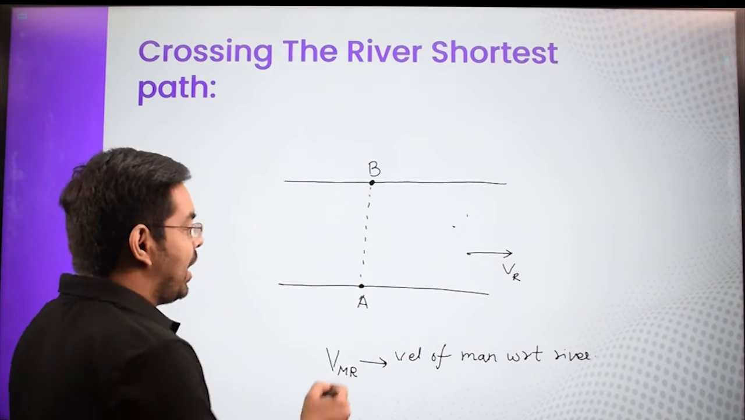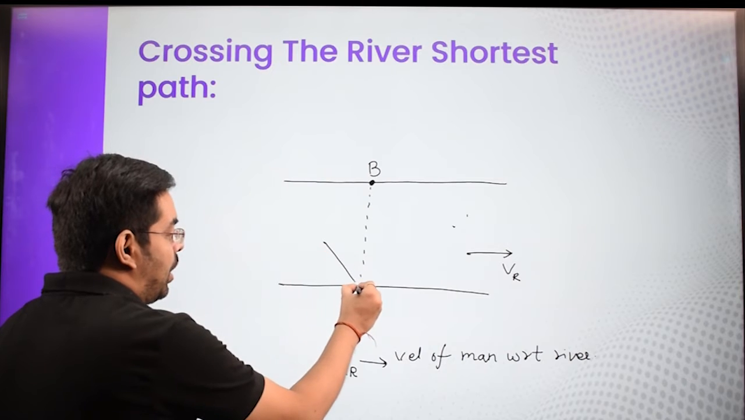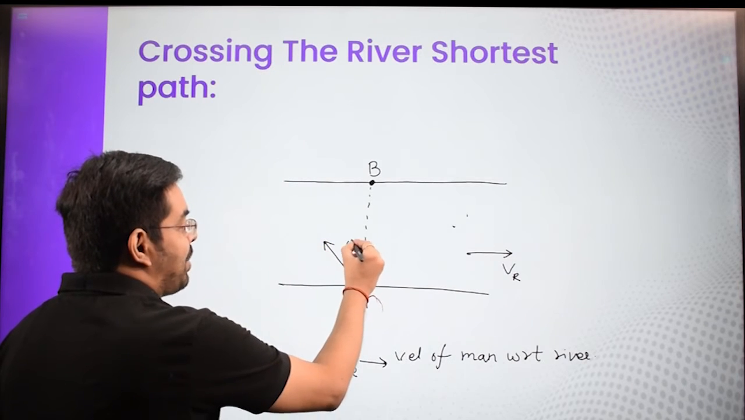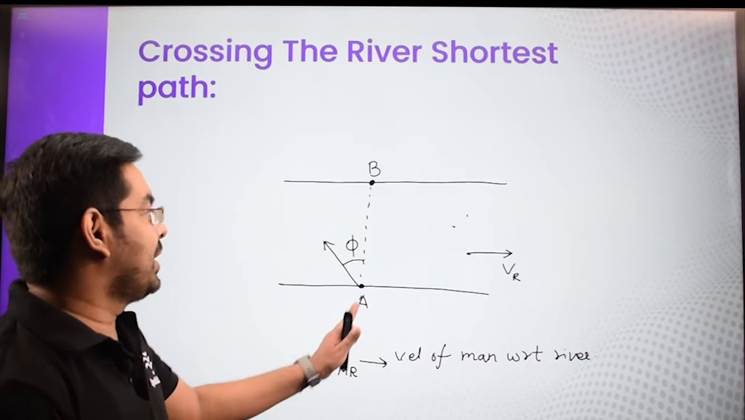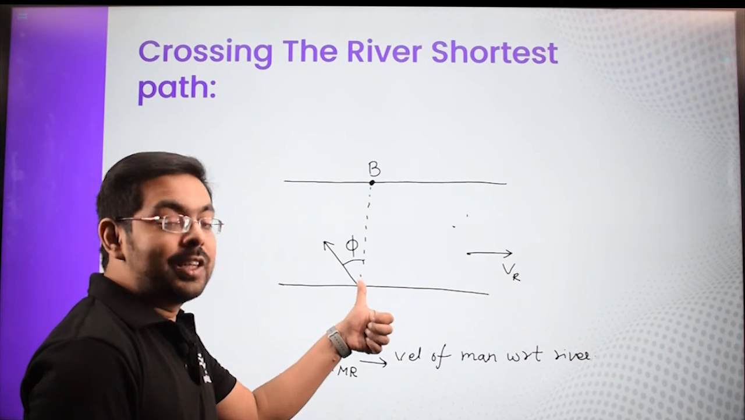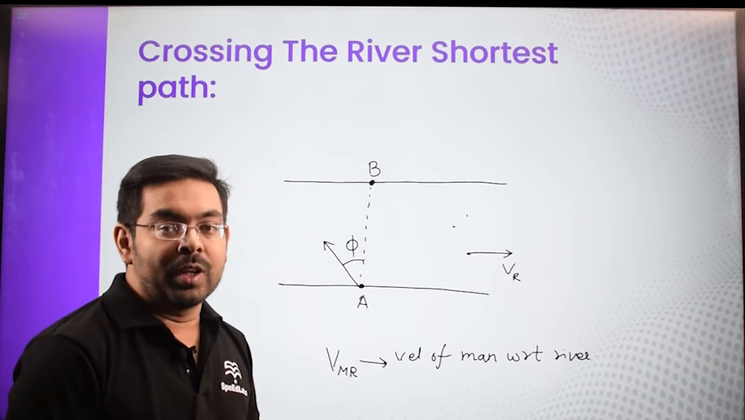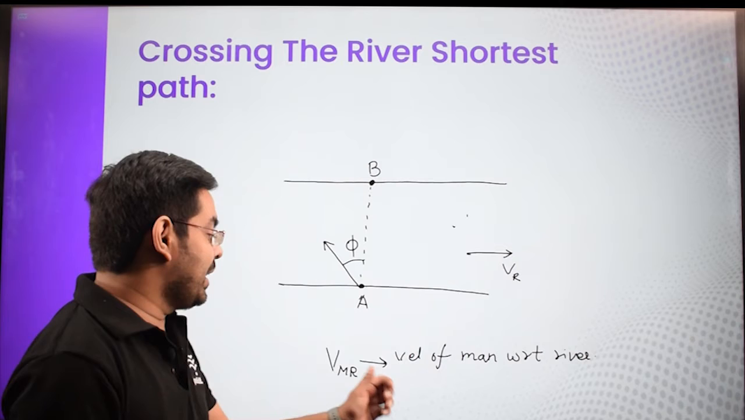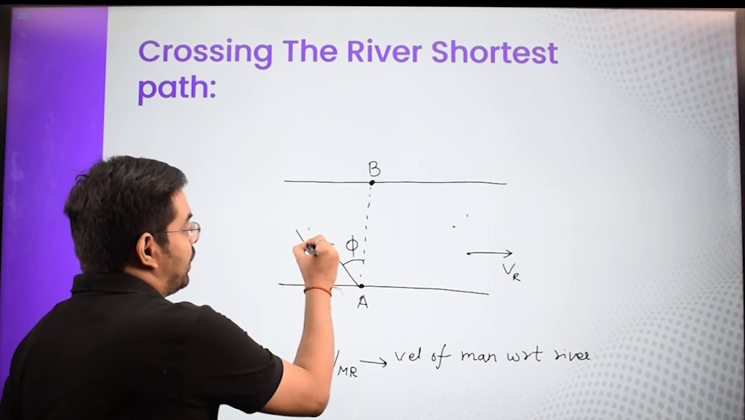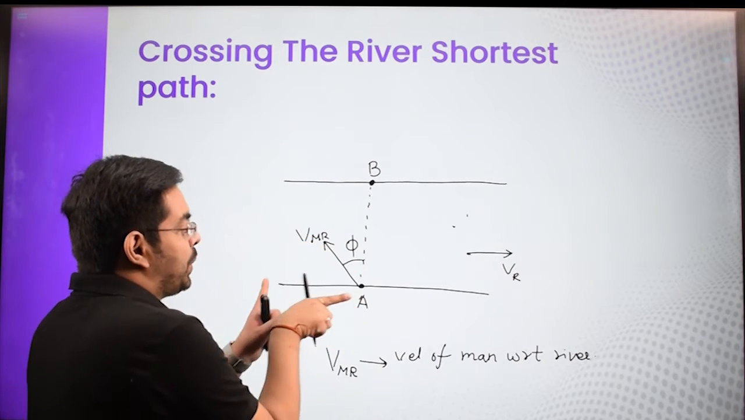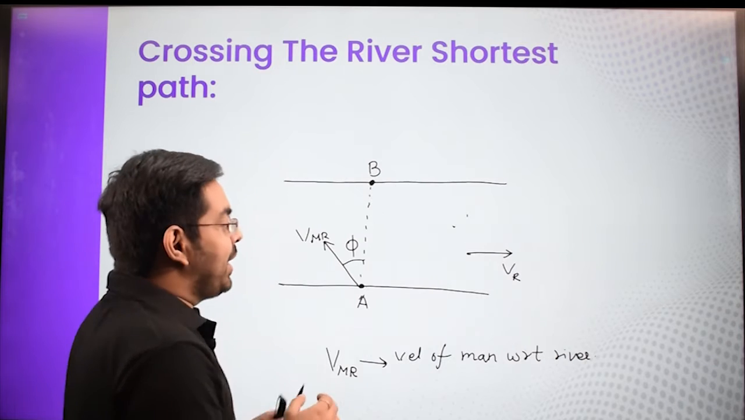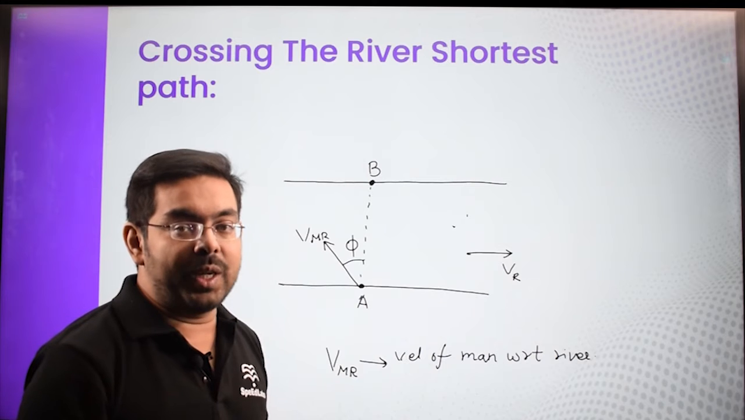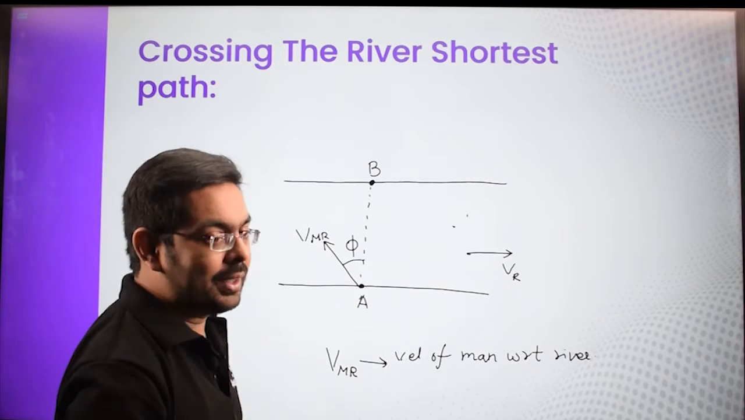So what he has to do is apply all his effort in some direction, at some angle phi, suppose, with the line AB. He should swim a little towards the left from line AB, so that the resultant of this river velocity and the man's velocity Vmr combines to give a resultant from A to B. In this way he can reach exactly point B.